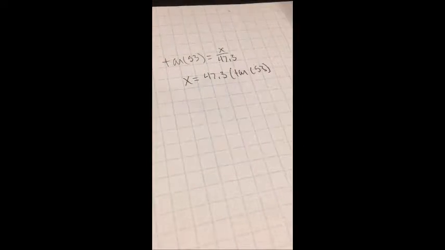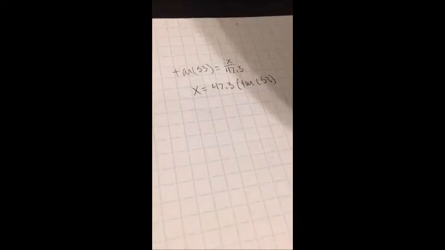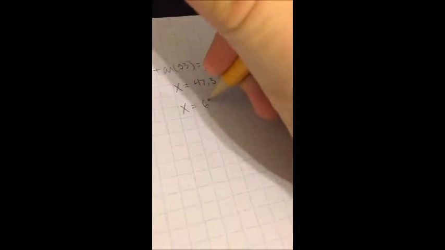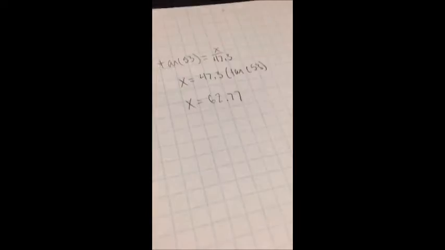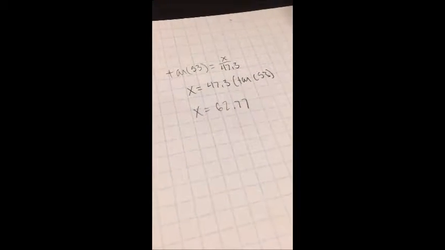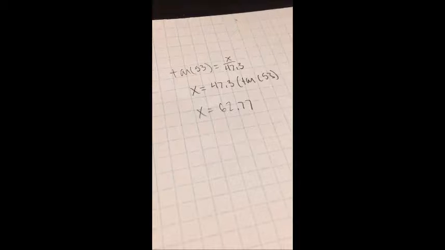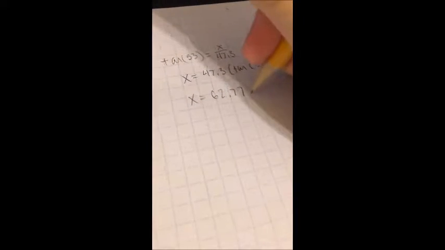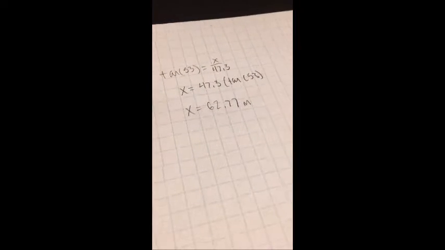And when you plug this into the calculator to get an approximate value, you would get x equals 62.77. And obviously, because the problem prompts with meters for the length and we're trying to find the height of a silo, you would want to add your units.